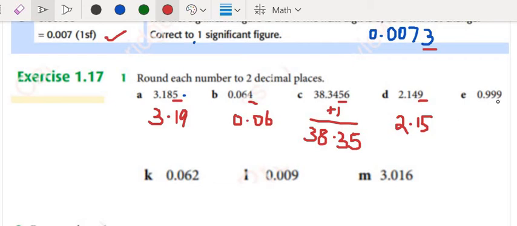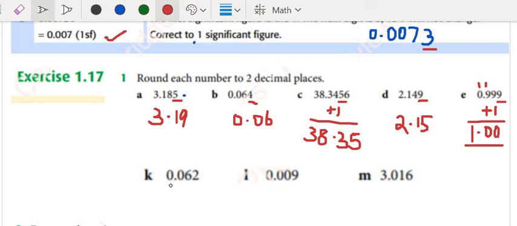And similarly here we see the third decimal place is 9, which is greater than 5, and we add 1 to 9 here. With the second digit, 9 plus 1 becomes 10, and we take the carry over here. Again 9 plus 1 becomes 10. So 1 is carried here. So 1.00 is the answer.